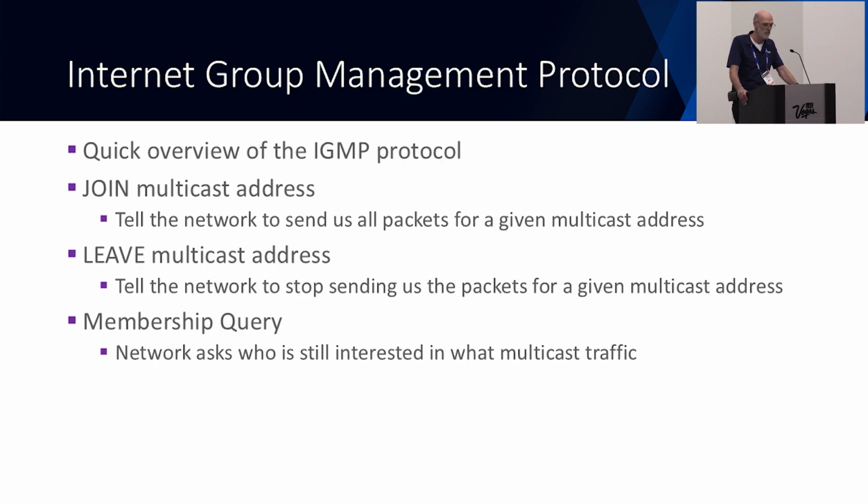So the Internet Group Management Protocol, or IGMP, let's do a quick overview. There's a join command. That's when the receiver tells the network that it wants to receive all the packets sent to a given multicast address. The leave is when you tell the network, well, stop sending me all those packets. And then there's the membership query. That's when the network asks all the receivers on the network who's still interested in what multicast traffic, and we're going to see what that's used for.